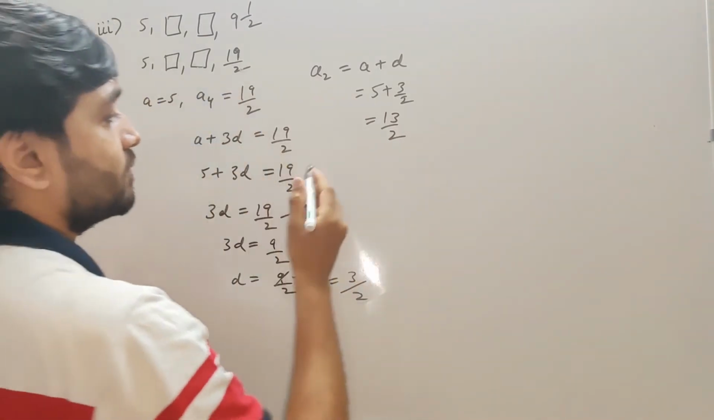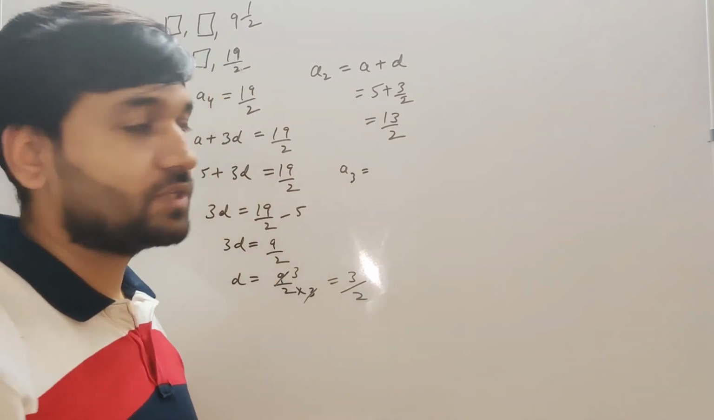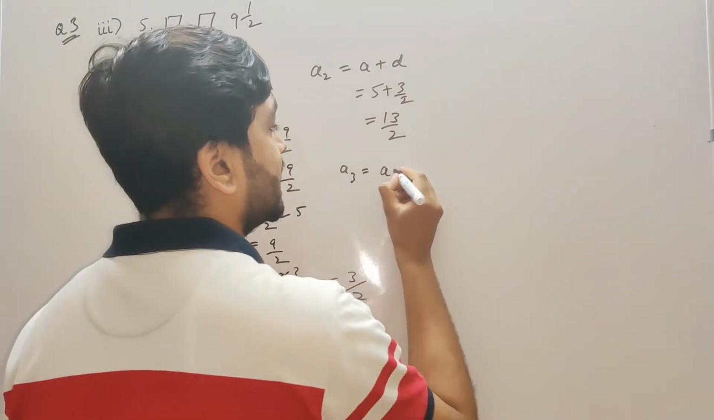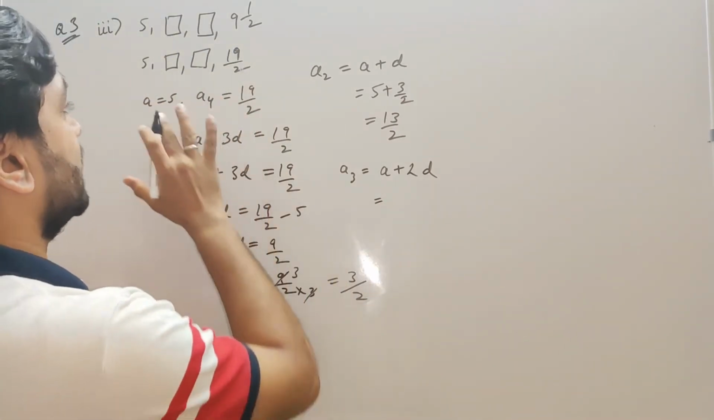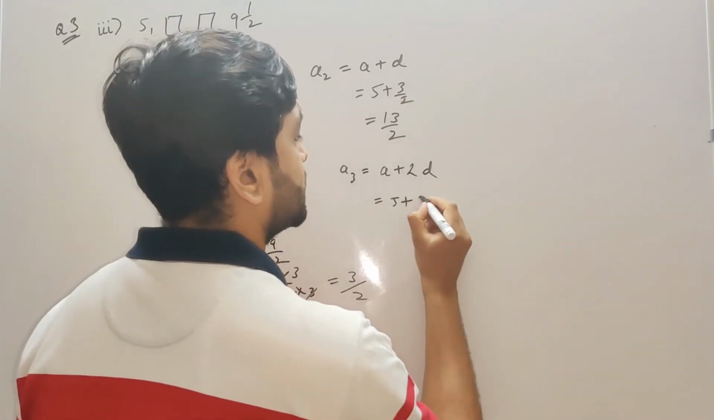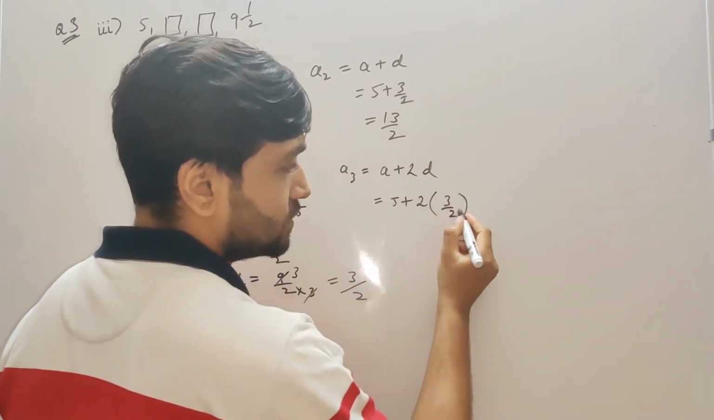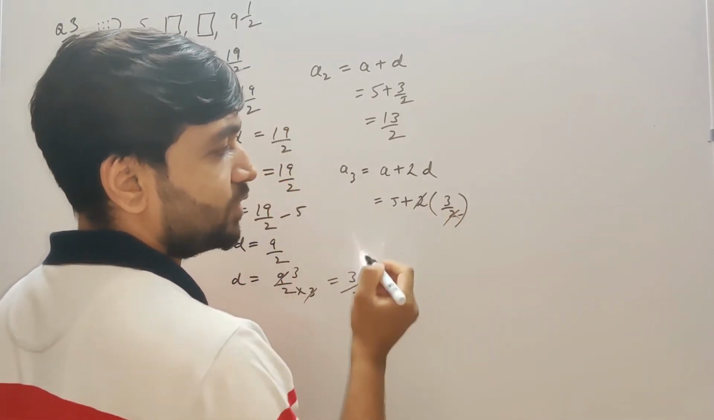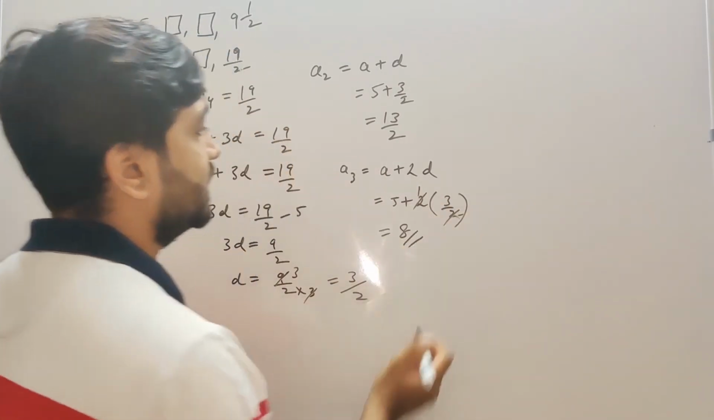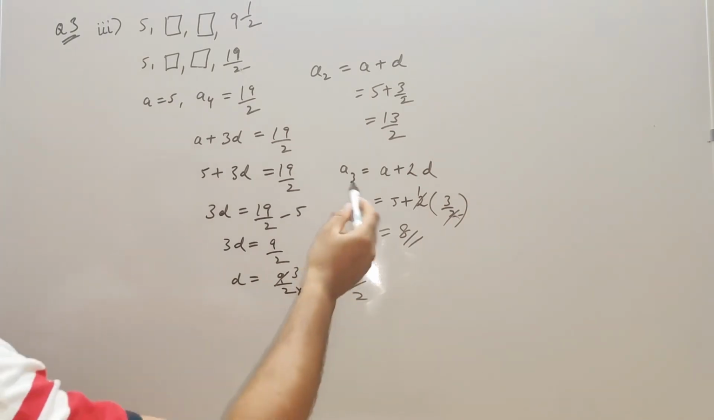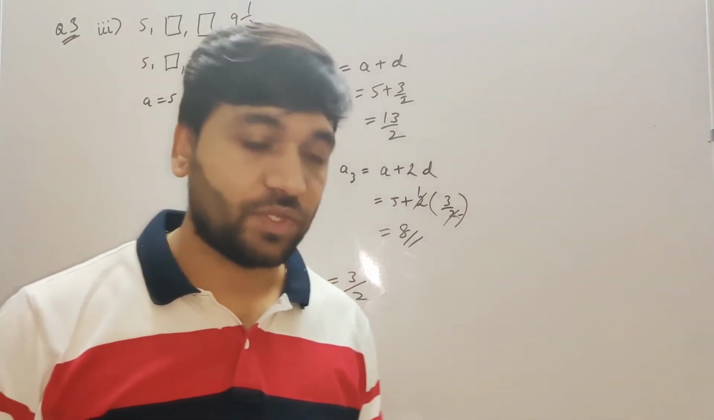Same way, the third term. Third term, a3 is a plus (n minus 1) into d. Using that formula, I get a plus 2d. A value is given here as 5 plus 2 into the d value you have already found, 3 by 2. This 2 in the denominator and numerator cancels out. So 3 plus 5 gives you 8. So the third term is 8 and the second term here is 13 by 2.